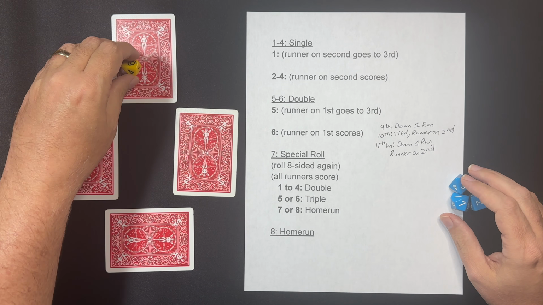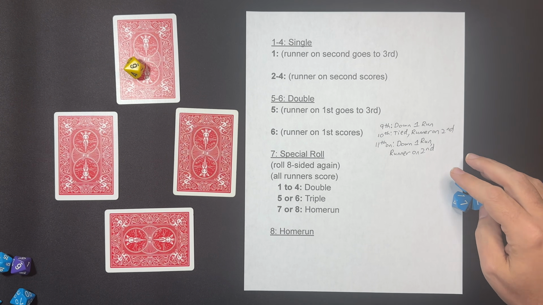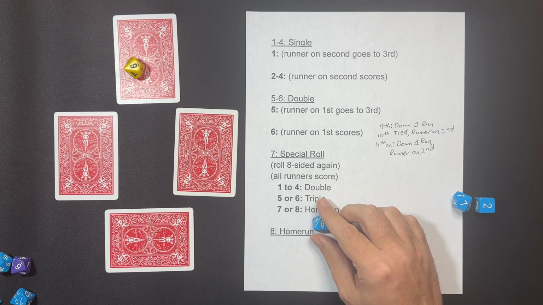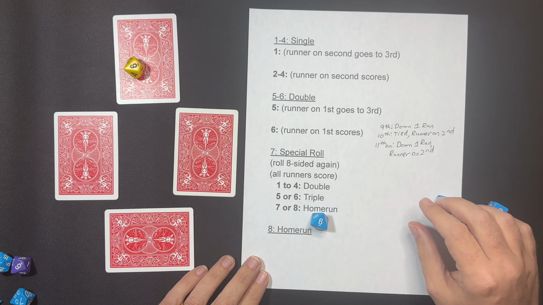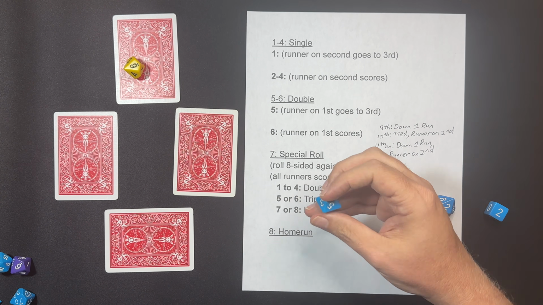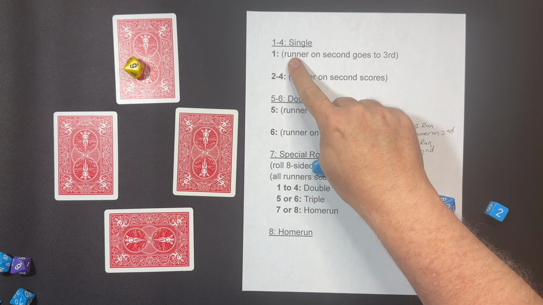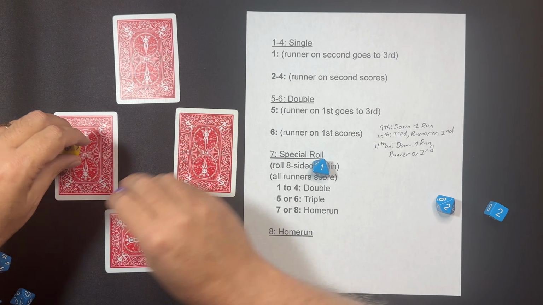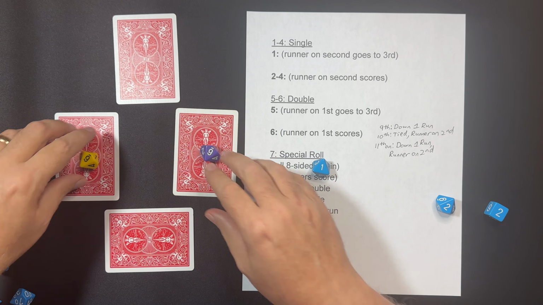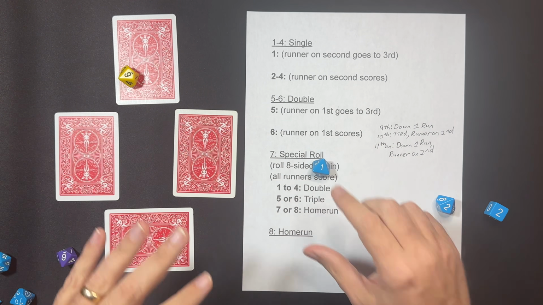So let's say you've got a runner on second. You've rolled your 8-sided dice. You rolled a 6. You rolled the 10-sided, got a 2, so you hit the ball. So if I roll a 1 for a single, so after I've hit the ball, that says runner on second goes to third, and you would do this. Okay? So again, let's do the same thing.